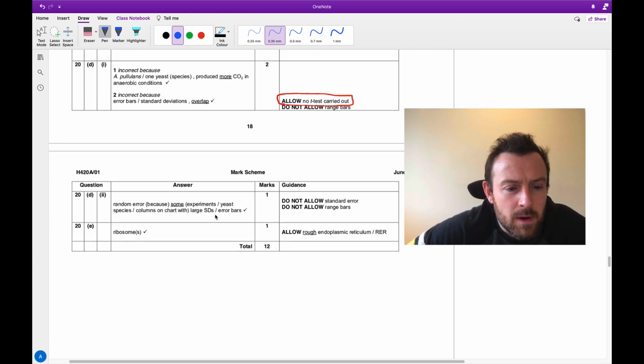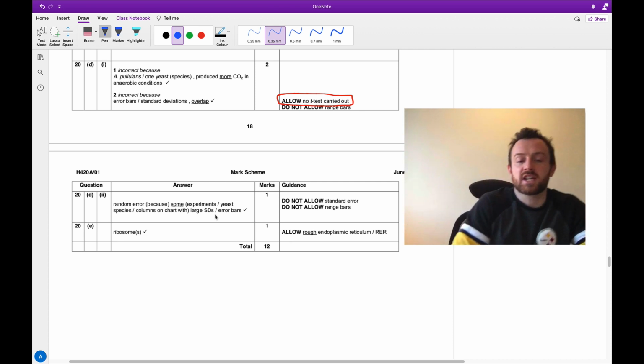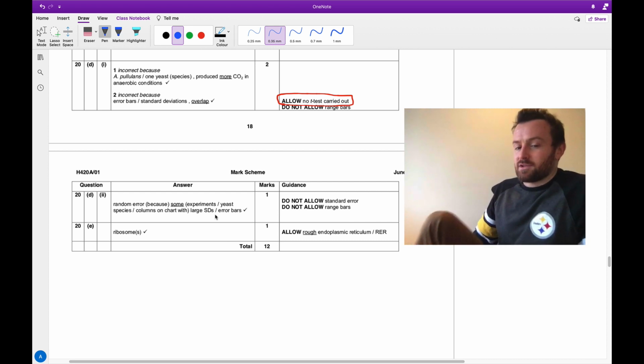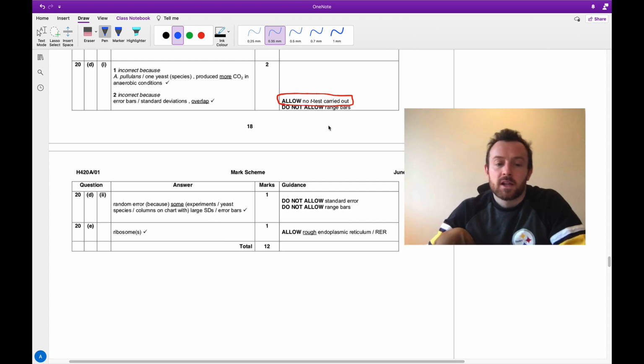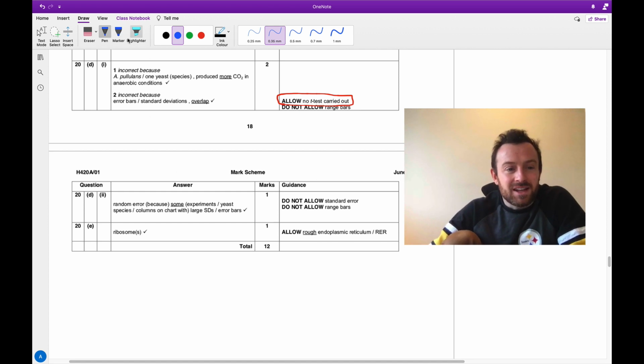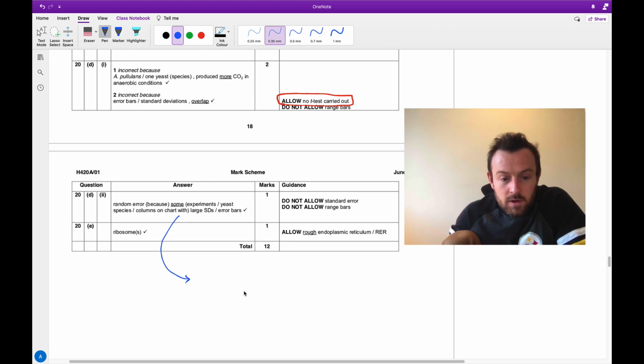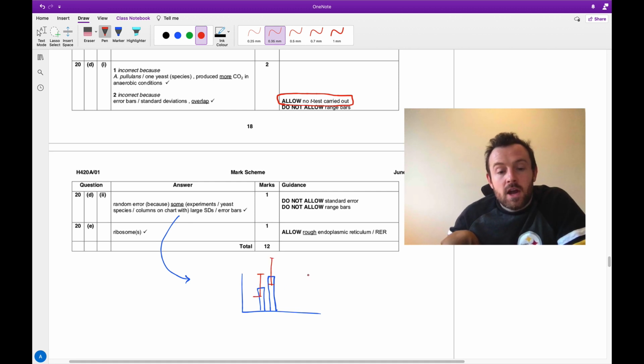Random error because some experiments. It's about the SD bars. Because there are large standard deviation bars, it means there's random error. Right, yeah, of course. So let's just kind of illustrate that. So what would it look like? I'm going to just draw down here, in fact. So here's our kind of table, and I'll just draw 2 bars like this, okay? So with large random error, we have big standard deviations, like this. However, if we were to have a large systematic error, these 2 bars would just be out.